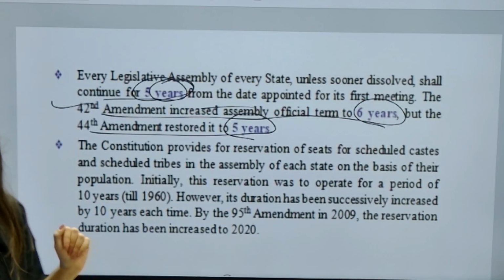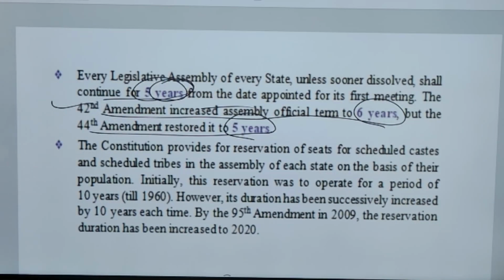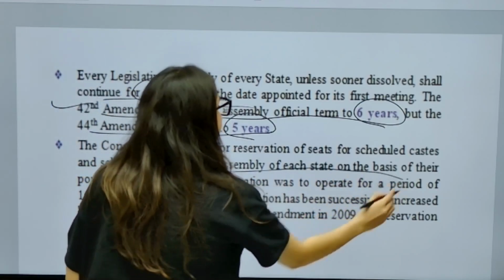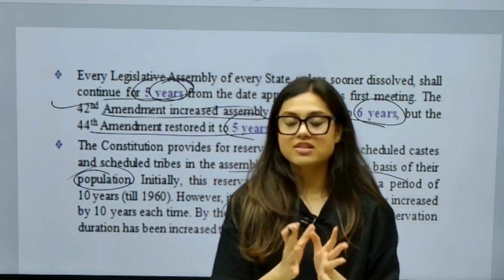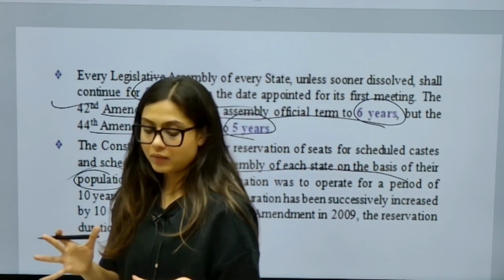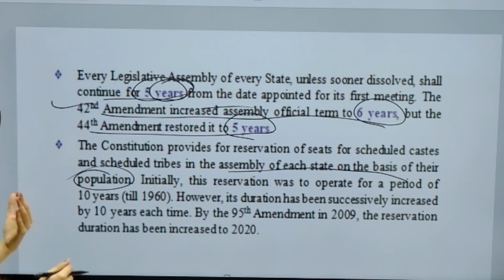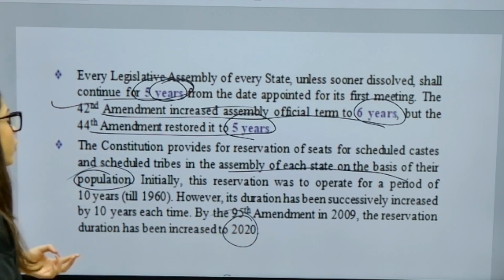The Constitution provides for reservation of seats for scheduled castes and scheduled tribes in the state legislative assembly on the basis of population. So we have reservation in the members of the state legislative assembly when they are being elected. This reservation was originally operated for 10 years. However, the duration has been increased by 10 years several times, and by the 95th Constitutional Amendment Act, it has been extended to 2020.